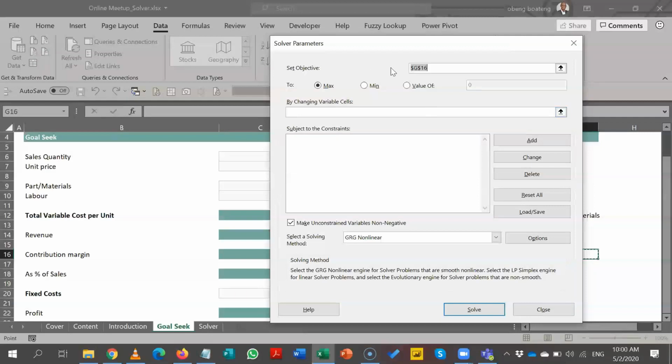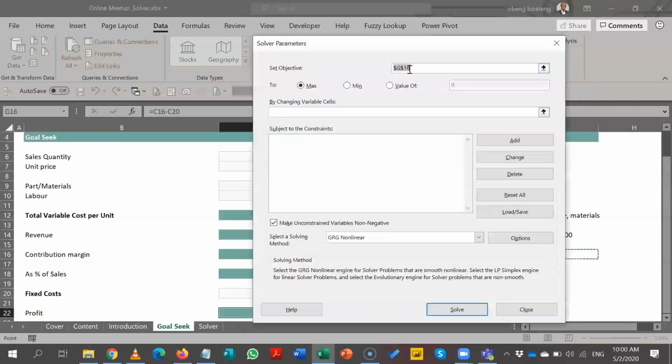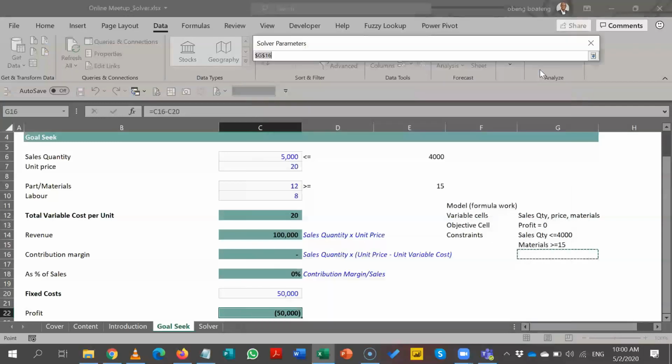The first part, set objective. You are required to put the objective cell here. So the objective cell in this case is my profit. This is what I want to be 0. So that is my objective cell. So all you need to do is you click here, and then you come and select this objective cell.